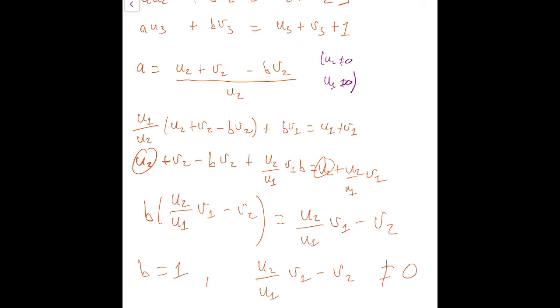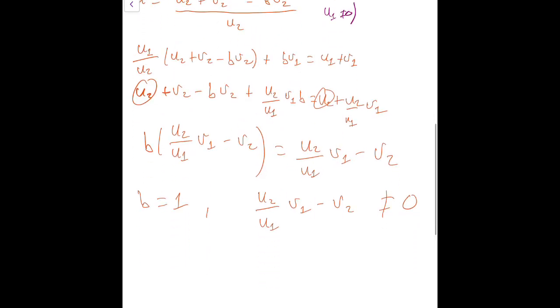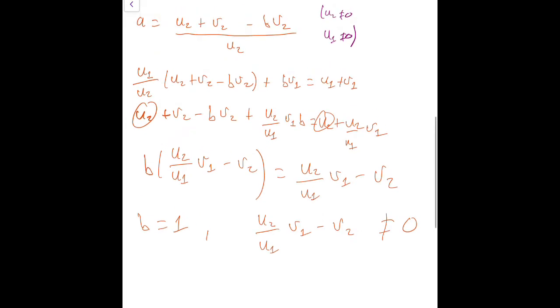So now we have some restrictions. So let me write these restrictions. So we're assuming the restrictions that we have are U2 is not equal to 0, U1 is not equal to 0, and U2 over U1 V1 minus V2 is not equal to 0. We're having all of these assumptions, okay?